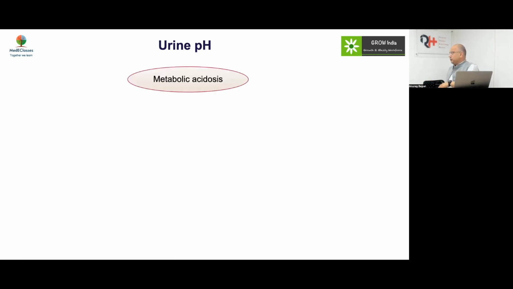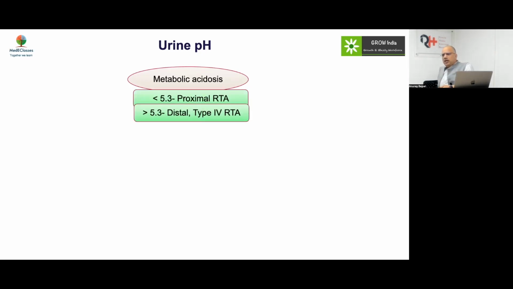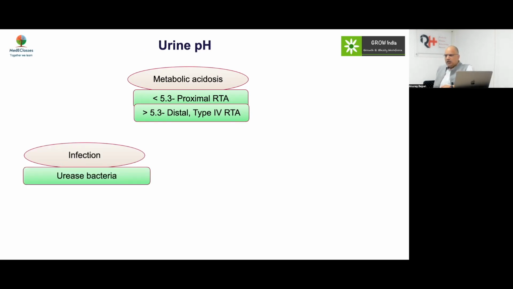So urine pH is a good test. Anybody who has acidosis should have an acidic urine. If your urine pH is more than 5.3, this goes more in favor of a distal RTA. Now, infection can cause some confusion, especially if you have a urease producing bacteria. You will have more production of ammonia and you will have an alkaline urine, as we saw in the first case.